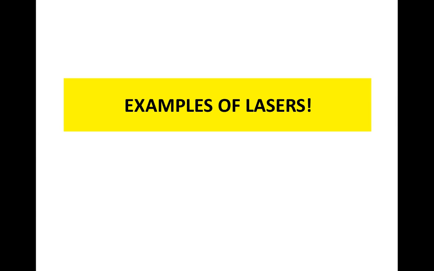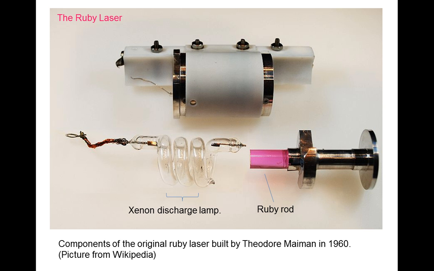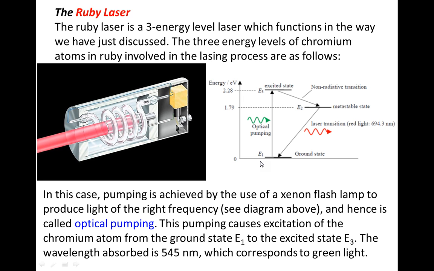In this video, I'll explain to you the ruby laser and the helium neon laser. For the ruby laser, there's a xenon discharge lamp which optically pumps the electrons or atoms to the higher energy state, and in the ruby rod, we have the components required to emit the lights of the required wavelengths.